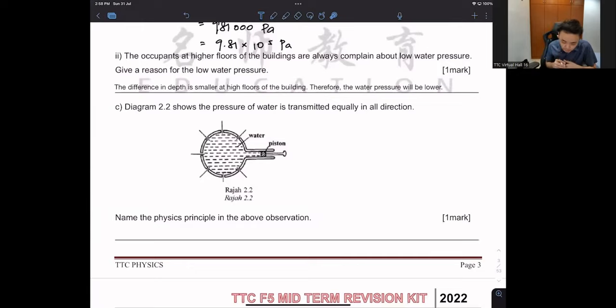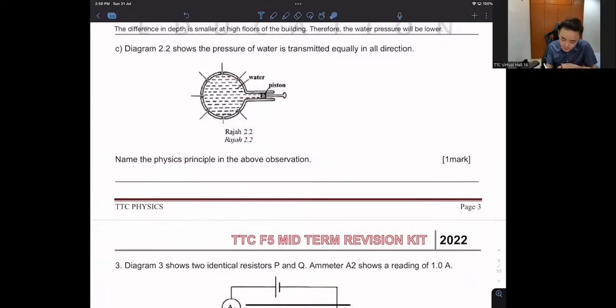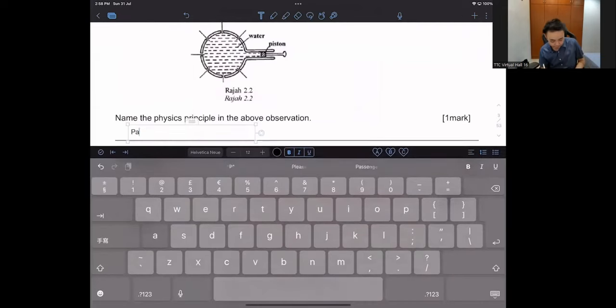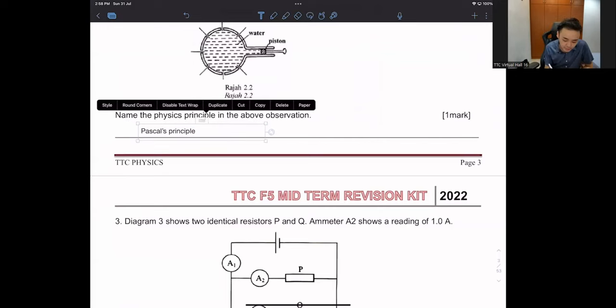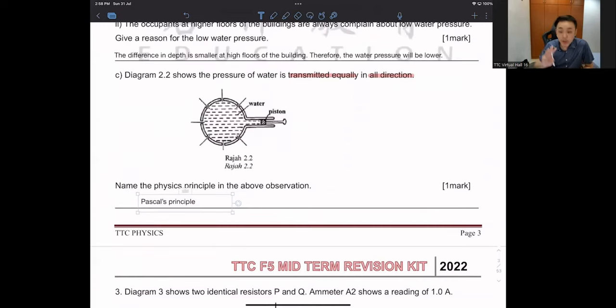Diagram 2.2 shows the pressure of water transmitted equally in all directions. Name the physics principle in the above situation. Here's a keyword. What principle tells you pressure is transmitted equally in all directions? Pressure goes in all directions. Who says that? Correct, Pascal's principle. Now, do you recall how many principles we have? We actually have three principles: you got Pascal, you got Archimedes, and then you got Bernoulli's principle.